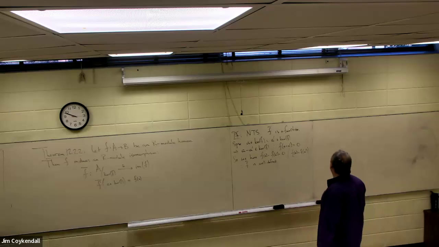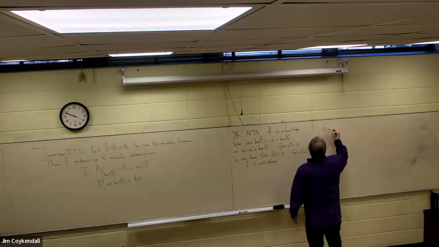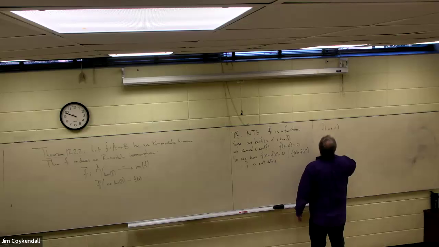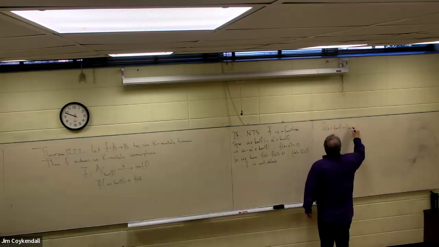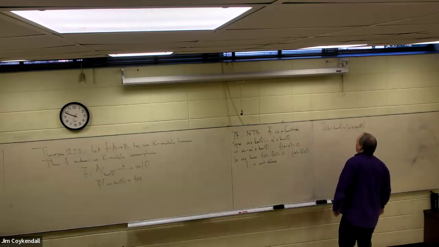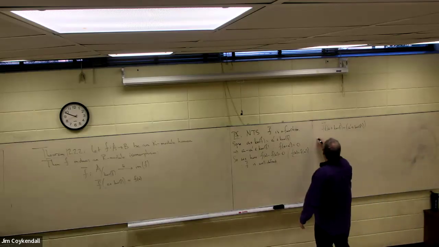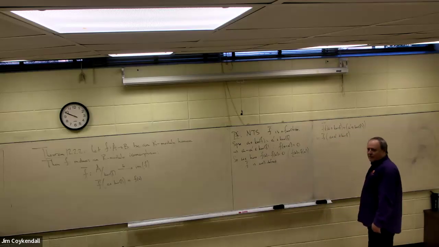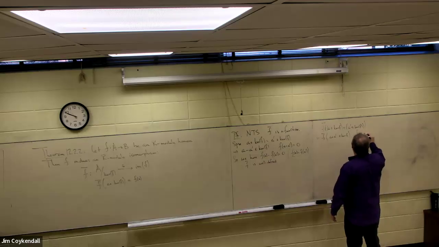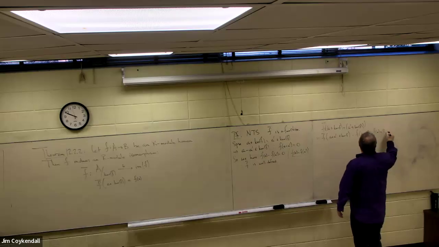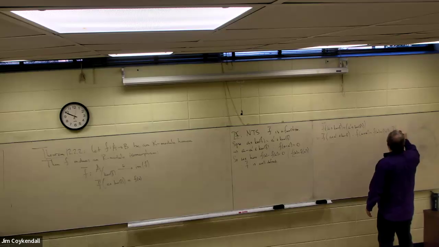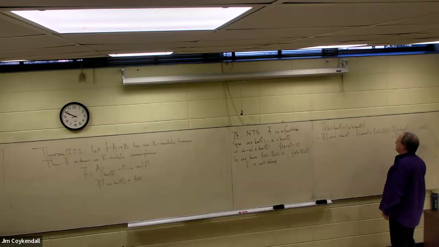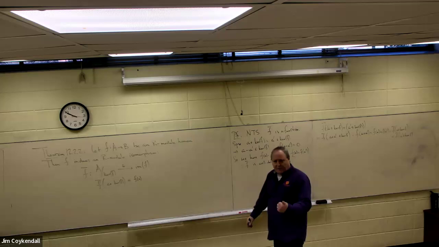So why is this an R module homomorphism? Well, F bar of A plus kernel of F plus A prime plus kernel of F is F bar of A plus A prime plus kernel of F, which by the definition here is F of A plus A prime, which is F of A plus F of A prime, which is F bar of A plus kernel of F plus F bar of A prime plus kernel of F. So abelian group homomorphism, got that way.